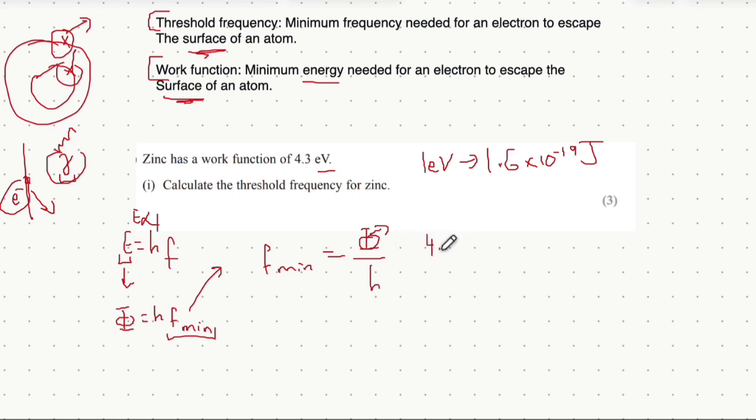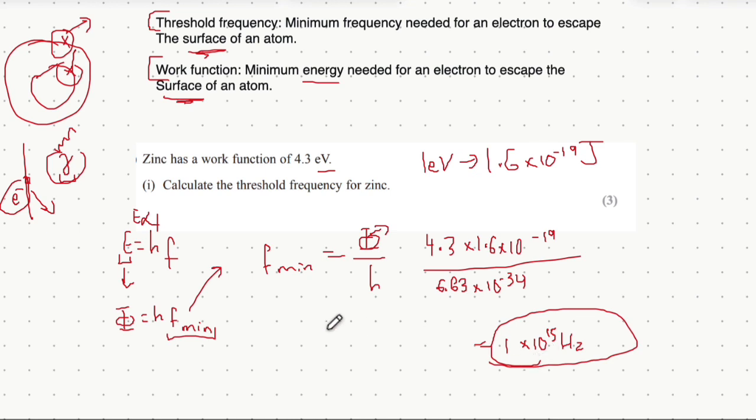So if you take 4.3 and multiply onto it 1.6 times 10 to the power of minus 19, that will act as your work function. You can then divide that by Planck's constant, which is given to you in an exam. And what that will give you is the value of 1 multiplied by 10 to the power of 15 hertz. So that's what the work function is and how you use it.